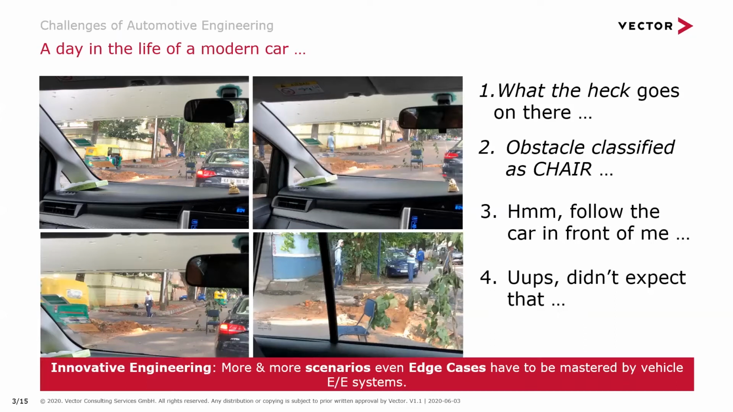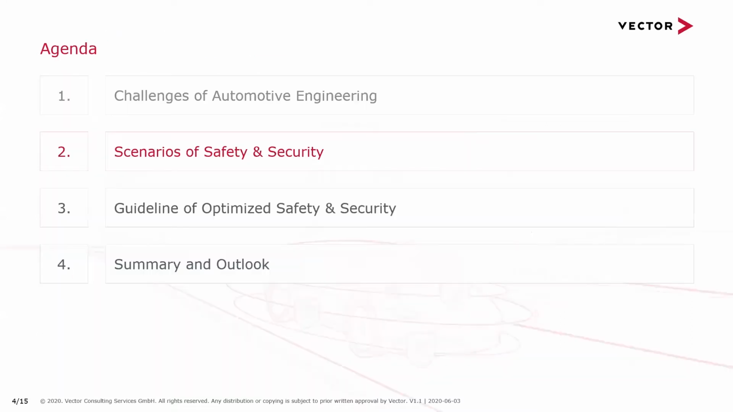These kinds of scenarios are called edge or corner cases. They are comparably rare, but we have to keep them in mind during development to prepare our EE system for that. And not only for that, because each kind of scenario has to be mastered by our EE system along with the higher levels of automation.